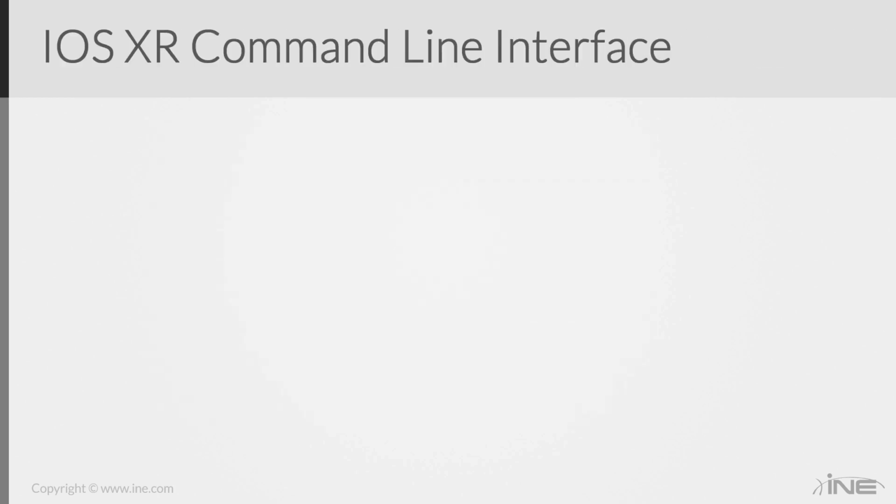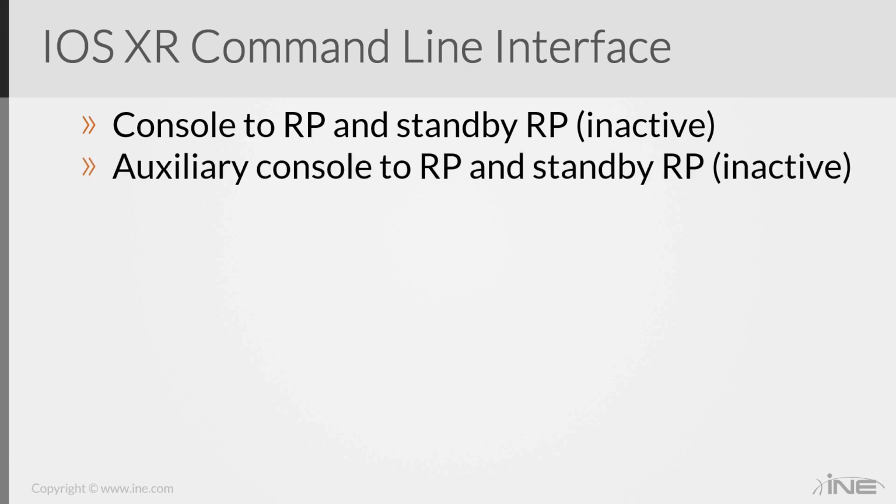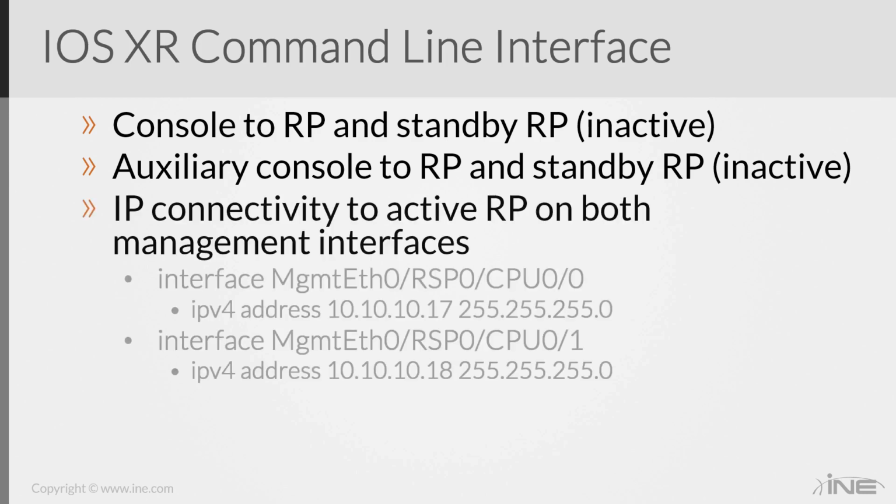Now, the CLI is actually pretty straightforward. You can console to the RP and standby RP, or the inactive RP. The RP stands for route processor. So you have the auxiliary console to RP, which gives you basically the ability to hook up a modem to it and connect into it that way. You have IP management to the active RP on both management interfaces, so you can set up high availability.